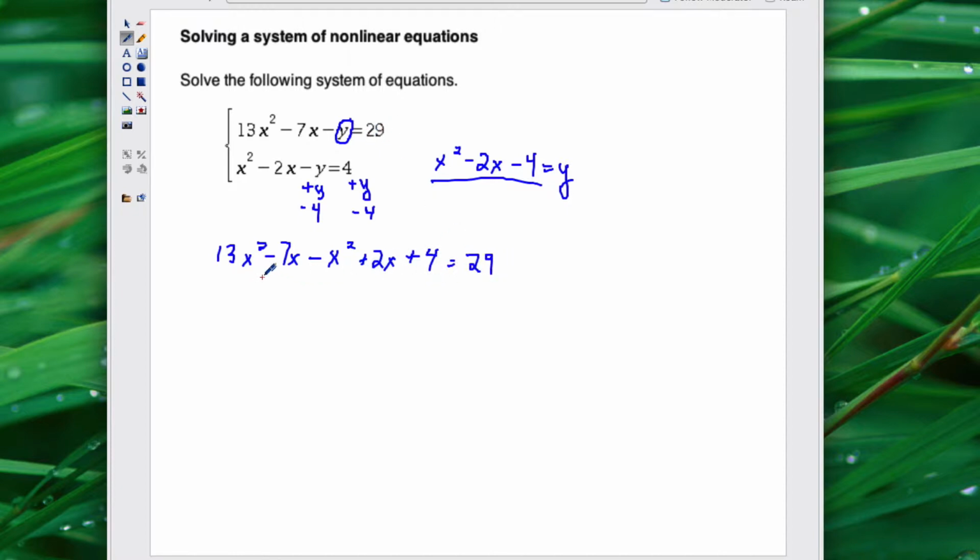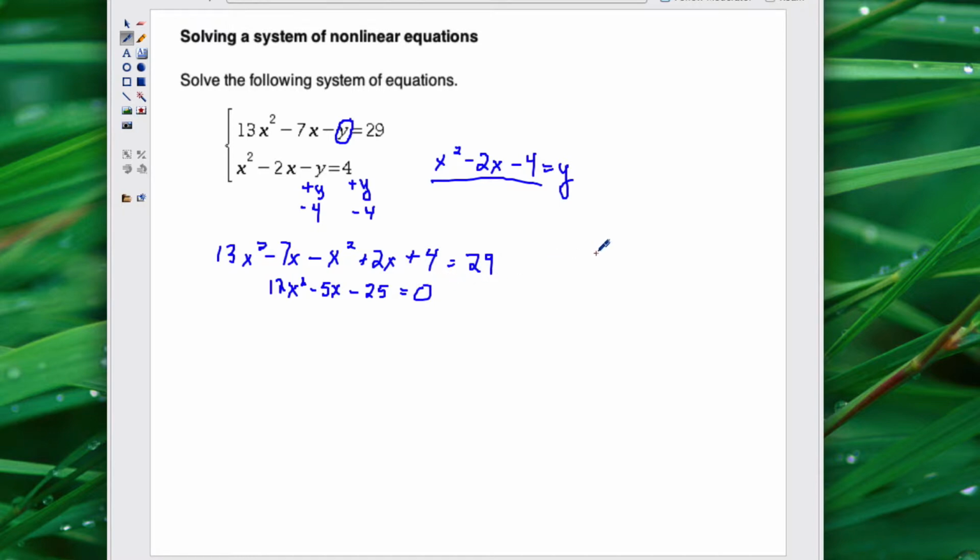Okay, and so what I'm going to do is I'm going to go ahead and combine my like terms. So I've got 12x squared minus 7x plus 2x is a negative 5x. And I'm going to go ahead and subtract 29 from both sides so that I get all my numbers over here. So that's going to give me minus 25 equals 0.